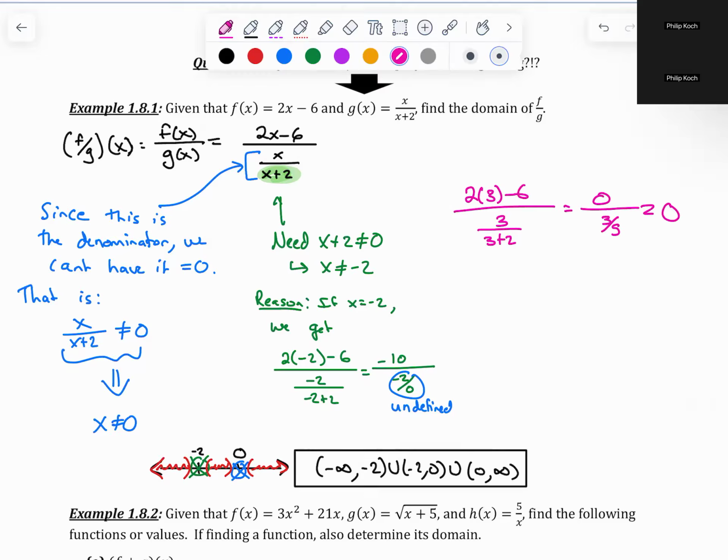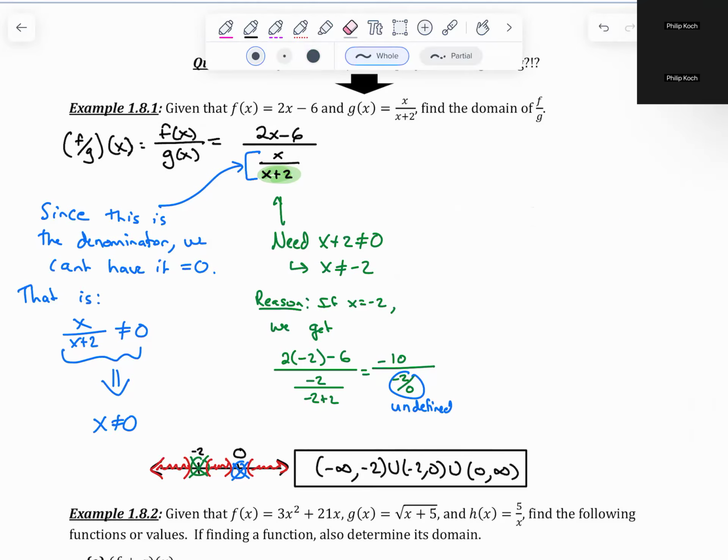So it's not if the problem equals 0, it's if the denominator equals 0. Exactly right. It's that the denominator can't equal 0. Yes. So now that we've finished the problem, I want to talk about this little note on the side.